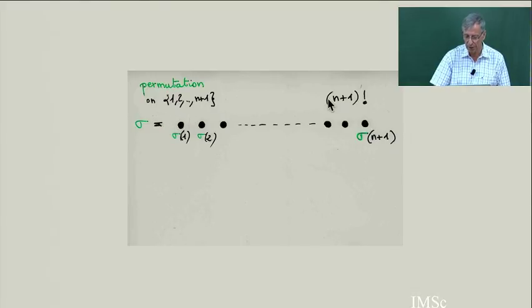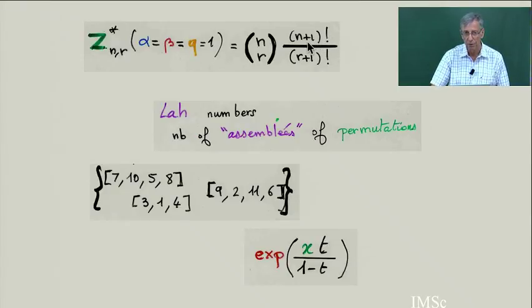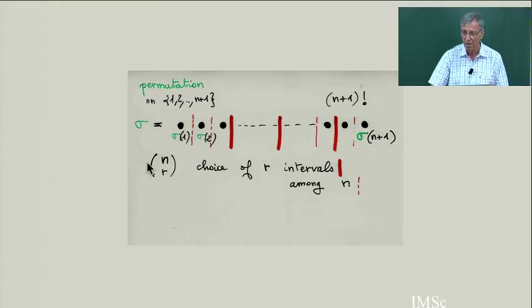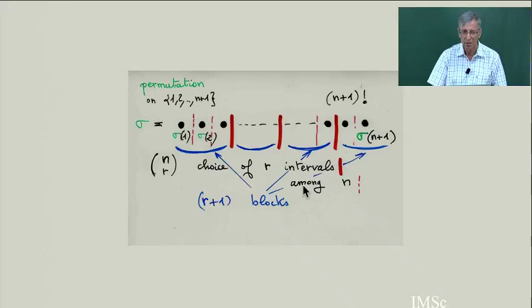So I am taking n plus 1 factorial. The term n plus 1 factorial means I take a permutation on n plus 1 elements. Now I have the binomial coefficient, n choose r. What is n? n is the number of intervals between the black points. There are n intervals and n plus 1 black points. In red, you see, I am choosing some intervals among the possible n intervals. This gives me this binomial coefficient. n choose r is exactly choosing r intervals, which means I have r plus 1 blocks.